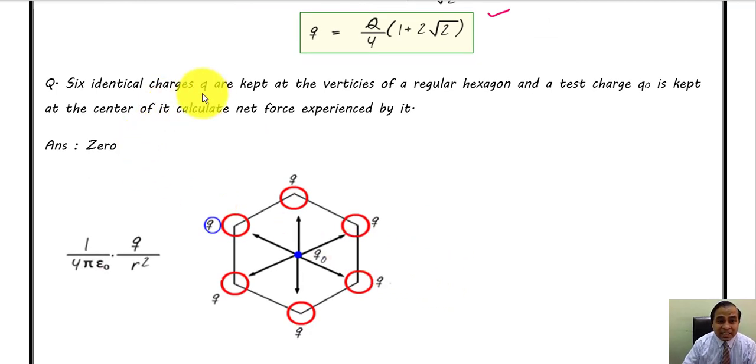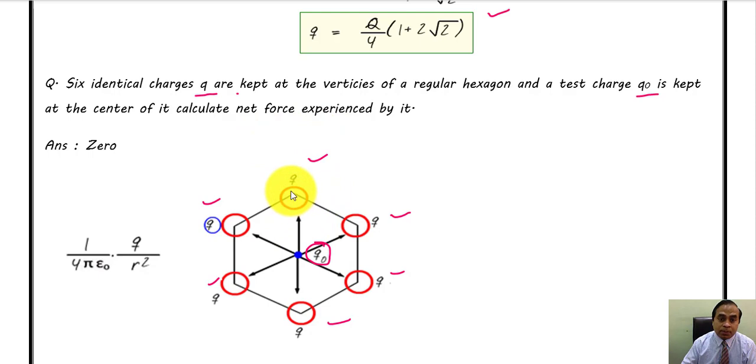6 identical charges, each small q, are kept at the vertices of a regular hexagon. So these are 6 identical charges at the vertices of a regular hexagon. Now see, a test charge q naught is kept at its center. What is the net force experienced by it?